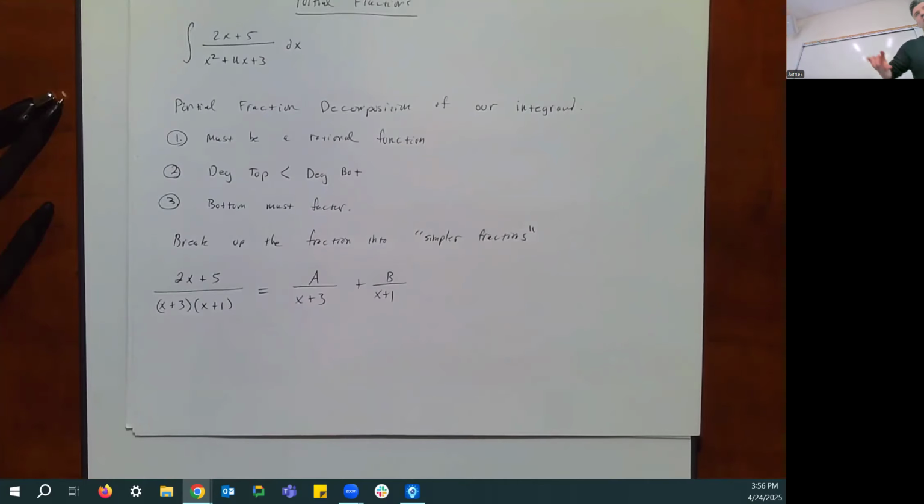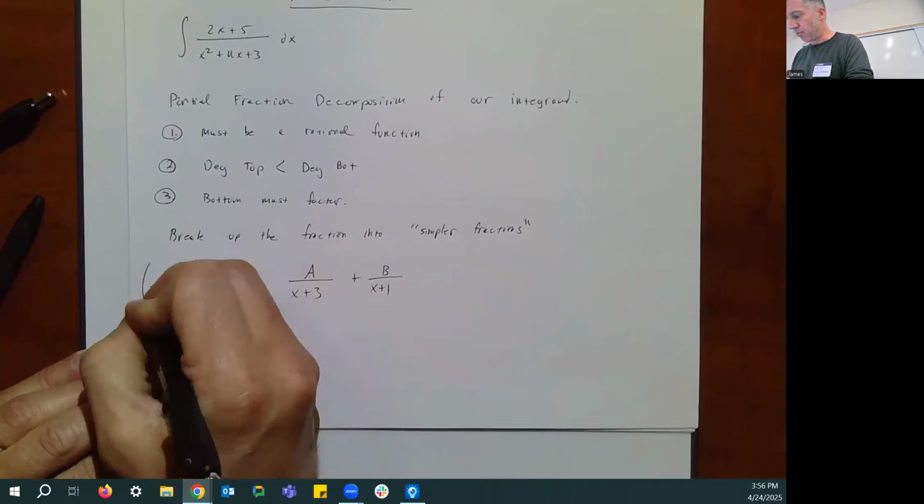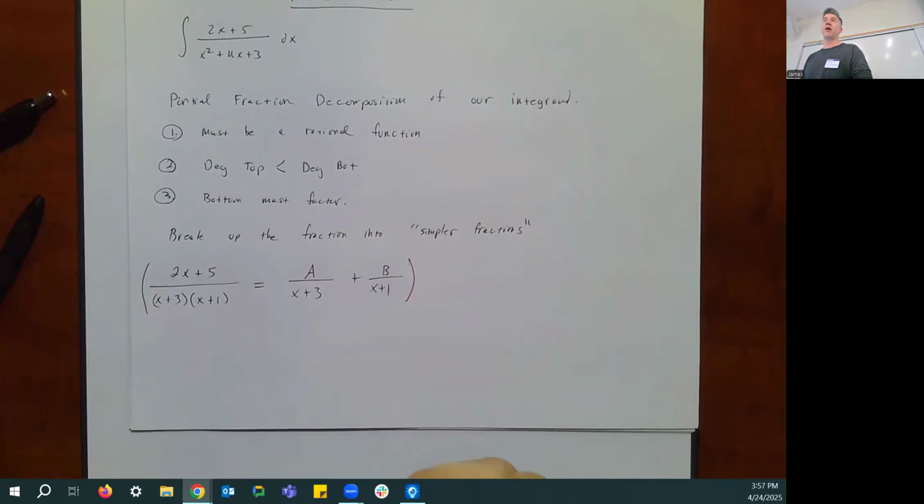So basically, you look at all the factors in your denominator, and then you write your decomposition as all those factors showing up. There's a little more to say about that in a minute, but for now, this is what it is. So the way we always go about solving this, in my opinion, is we then multiply both sides of this equation by the common denominator.